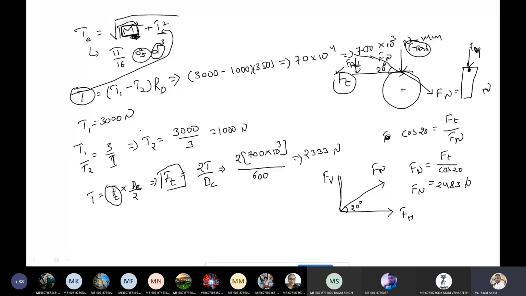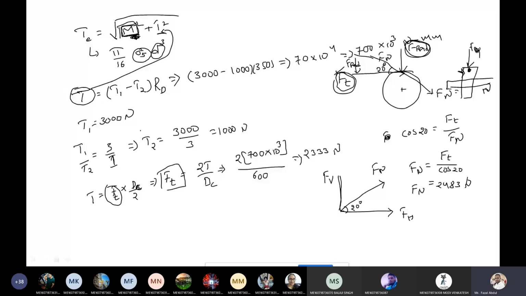But I am calculating the vertical and horizontal loads separately because this horizontal load and vertical load is due to the gear. This is the horizontal load and vertical load applied on the gear. Because of the presence of the gear, this vertical and horizontal load is going to act on the shaft. So I am calculating this separately.